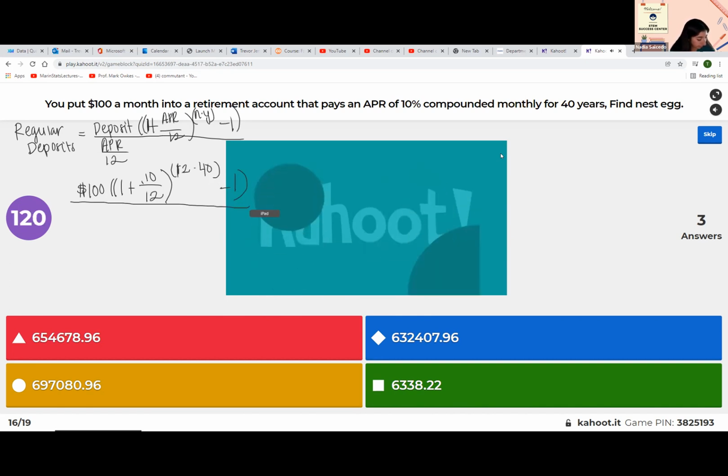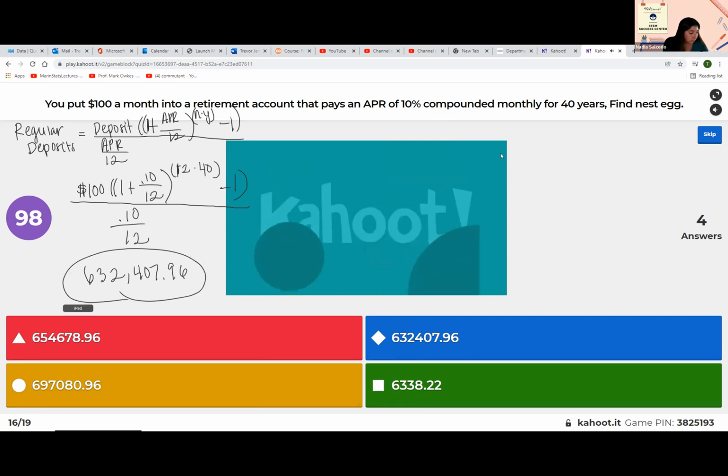And then all of that is going to be divided by our APR over 12, which is 0.10 divided by 12. And once you solve that, it gives you, I think, 632,407.96. So our nest egg would be 632,000. After depositing $100 for 40 years, you would be at 632,000.